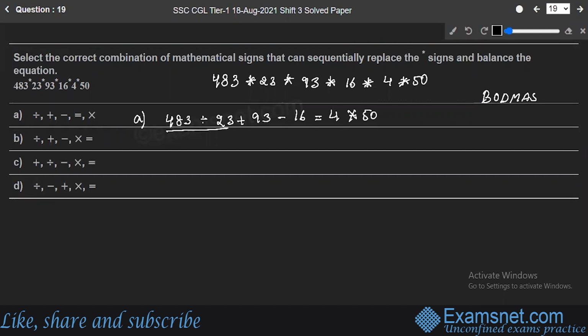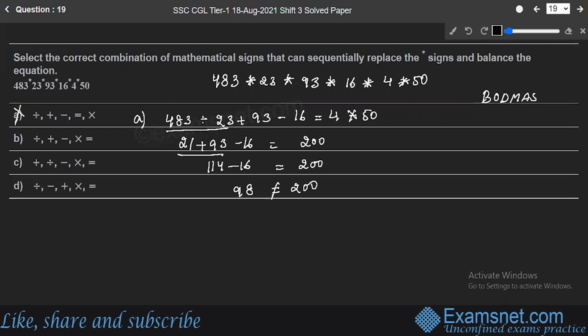So 483 divided by 23 gives you 21. Plus 93 minus 16, this should be equal to 200. Now, according to BODMAS, I'll be adding these two first. You will get 114 minus 16. This should be equal to 200. This is 98. And of course, this is not equal to 200. So option A is incorrect.